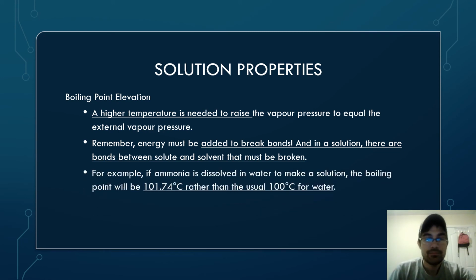Okay? So, for example, if we have ammonia dissolved in water to make a solution, the boiling point ends up being 101.74. Not significantly higher, but that's just a little bit of ammonia. The more you put in, the higher that boiling point can go. In some places that you would see this happening is that in the car itself, you have something in your engine called coolant. Okay, the coolant is essentially a solution that has water plus some other chemical dissolved inside of it to raise the boiling point of it.